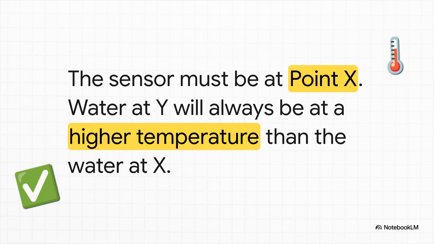And why is that? Because the bottom is always going to be the coldest part of the tank. A sensor up at Y could read a perfect 65 degrees, while the water down at X is still lukewarm. So by putting the sensor at the coldest spot, you absolutely guarantee that when it finally hits 65 degrees, every single drop of water above it is even hotter.